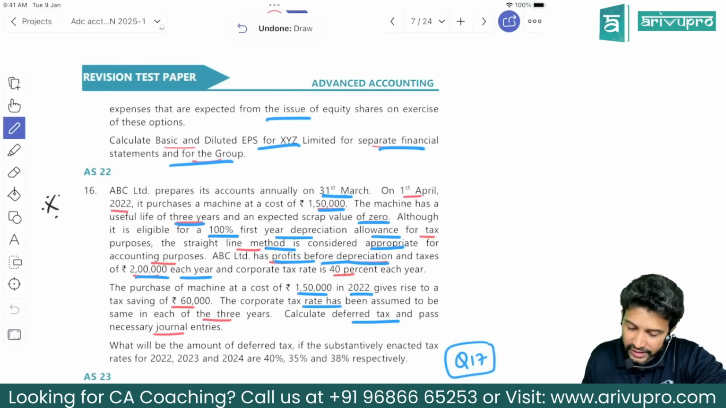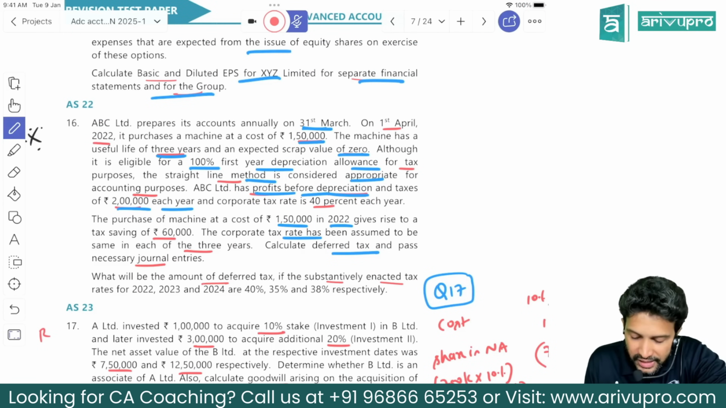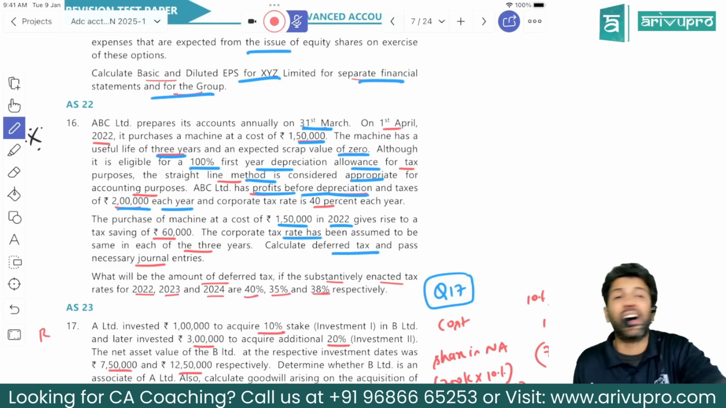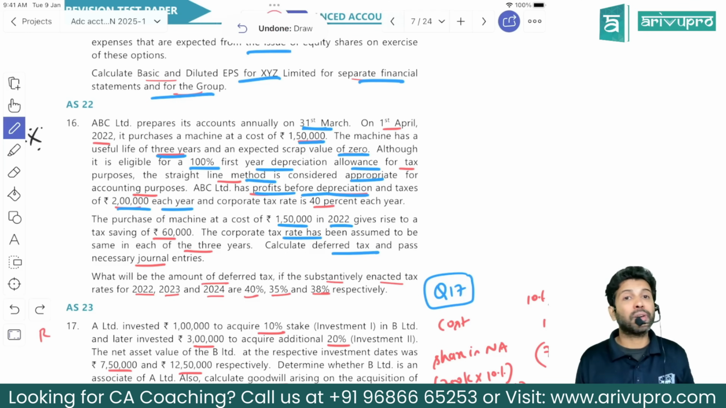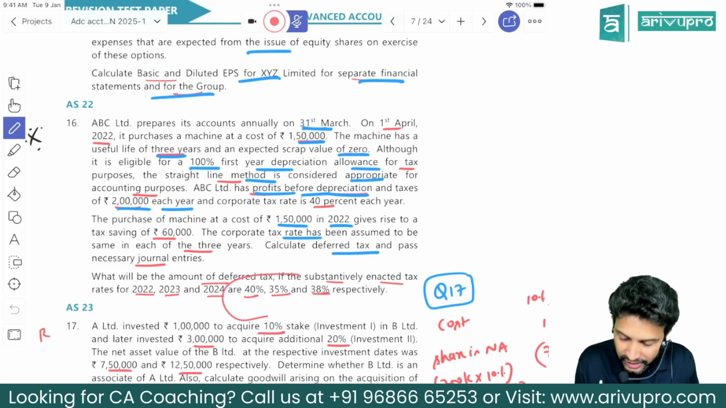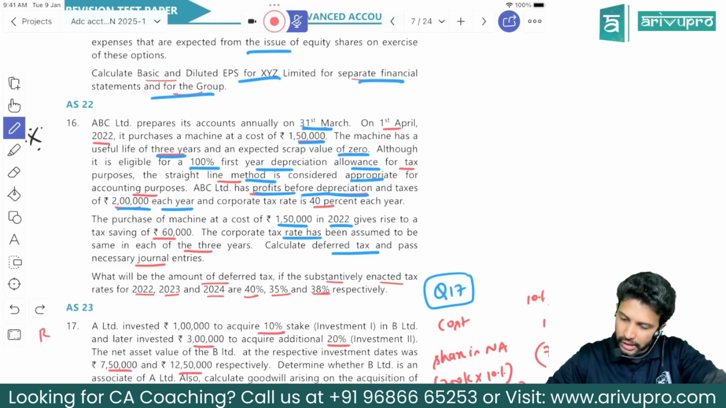Now check the second case. I'll read. What will be the amount of deferred tax if substantively enacted tax rate for 22, 23, 24 is 40%, 35% and 38%? If tax rate changes, how you need to calculate? That is what we need to do. This new approach which I showed now becomes relevant for this second case. Understood, everybody? Remember the format? Okay, let's solve this now.